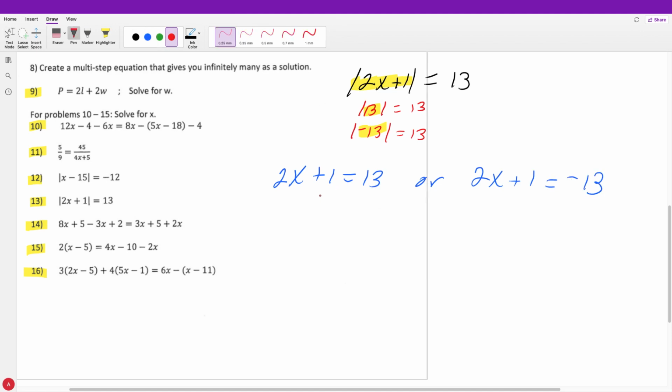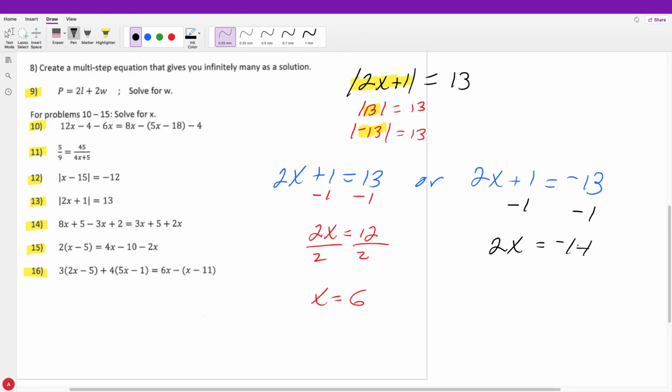Now we just need to solve. We need to isolate our variables, so we'll subtract 1 from each side. 2x is equal to 12. Divide by 2. x is then equal to 6. And then on the other one, we'll subtract each side by 1. 2x is equal to negative 14. Then we divide to isolate our variable, and x is equal to negative 7. So x is equal to 6 or negative 7.